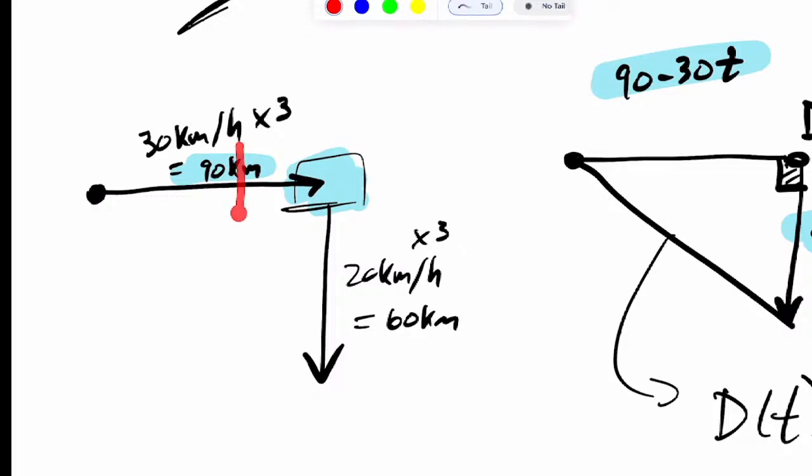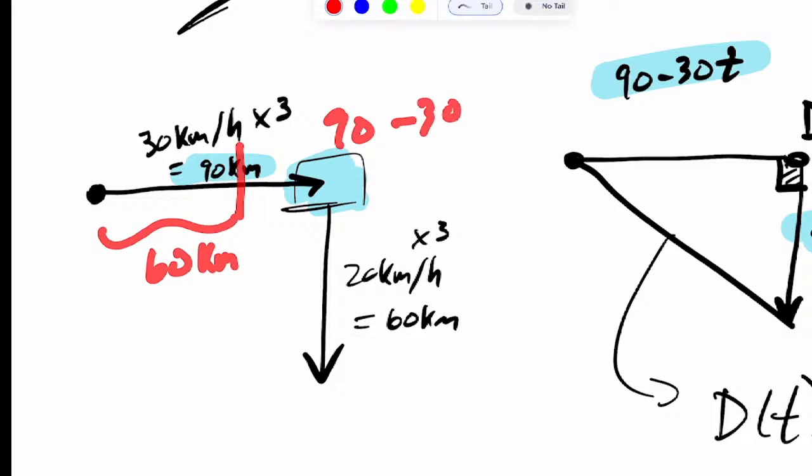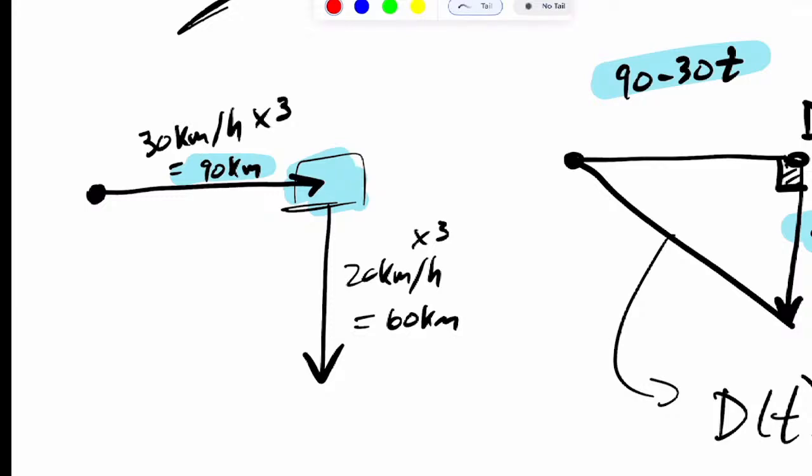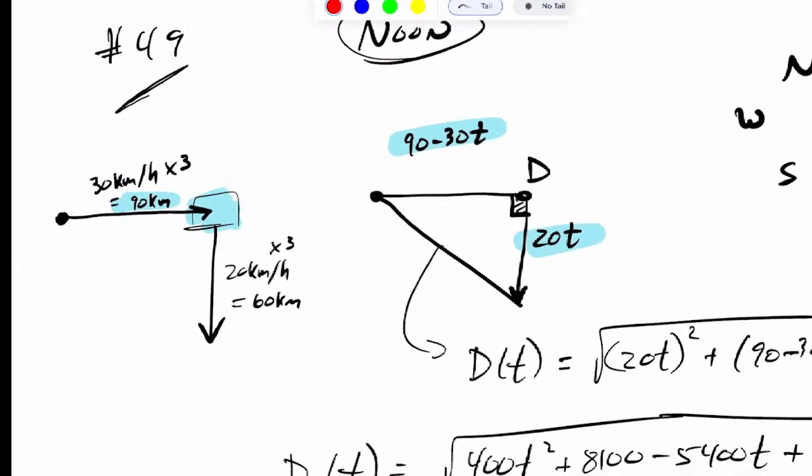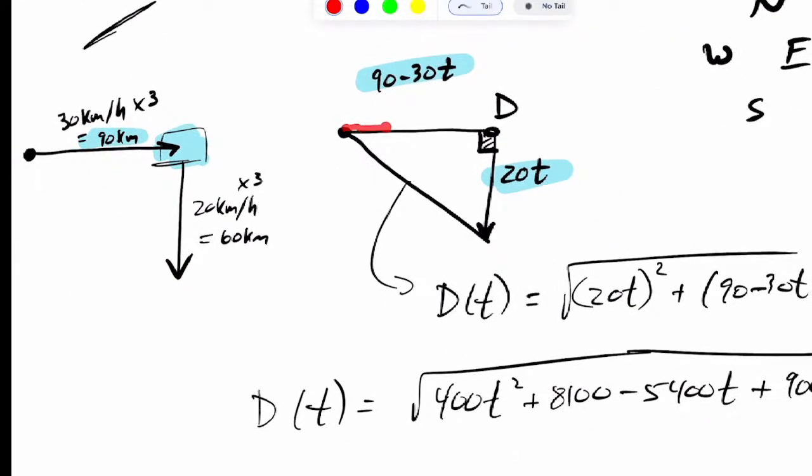After 2 hours, the boat must have traveled 60 kilometers. So therefore 90 minus 30 times 2 is going to be 30, and it's my remaining distance to the dock. And then lastly, when time is 3 hours, 90 minus 3 times 30 is 0. So I'm at the dock, and then time stops. So that's why I have to do this 90 minus 30t business, because this boat is decreasing its distance to the dock, and this boat is increasing its distance to the dock.